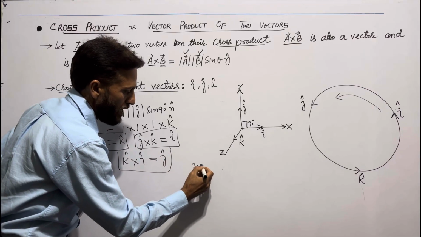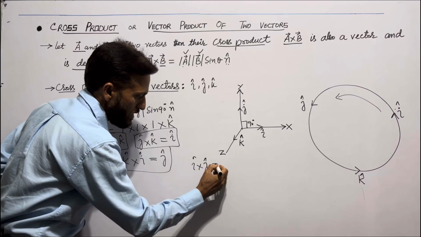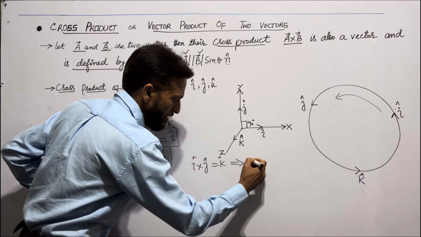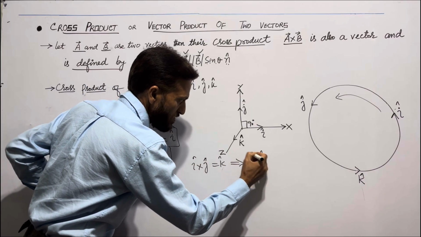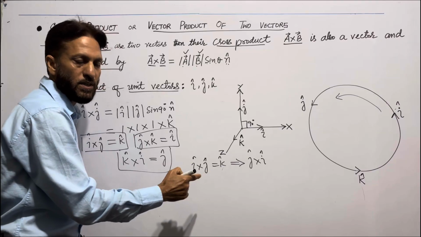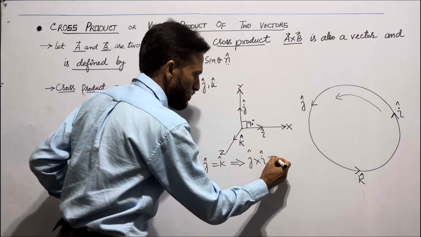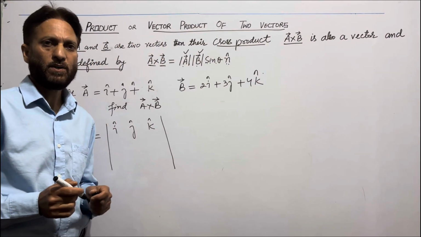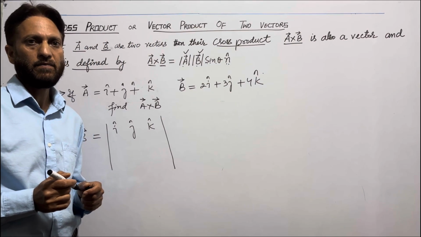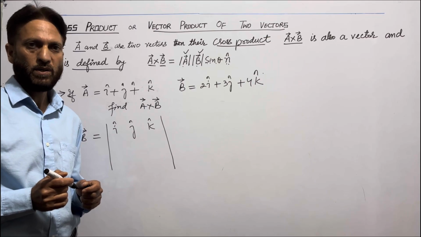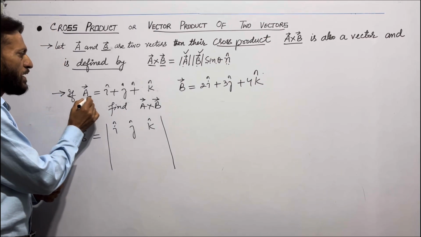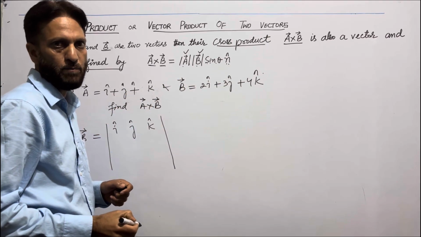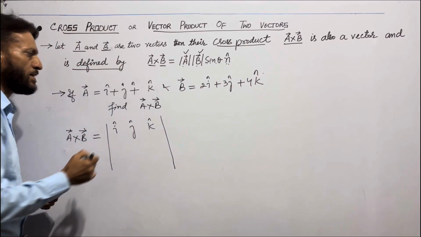So that we have i cross j equal to k. This will give us j cross i. If I change the order, if i cross j equals k, then j cross i equals minus k, and so on. Let us find the cross product of two vectors when vector A and vector B are given in component form. If vector A equals i cap plus j cap plus k cap and vector B equals 2i cap plus 3j cap plus 4k cap, find A cross B.